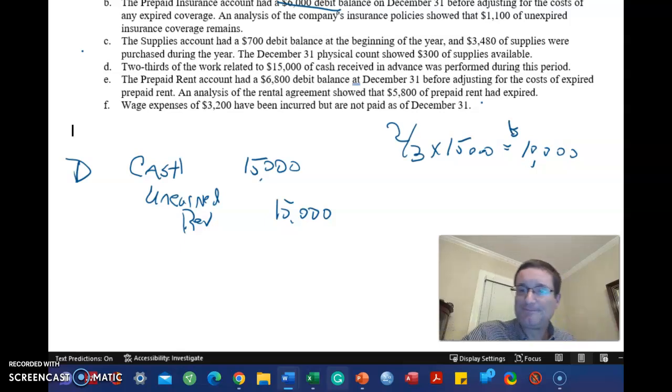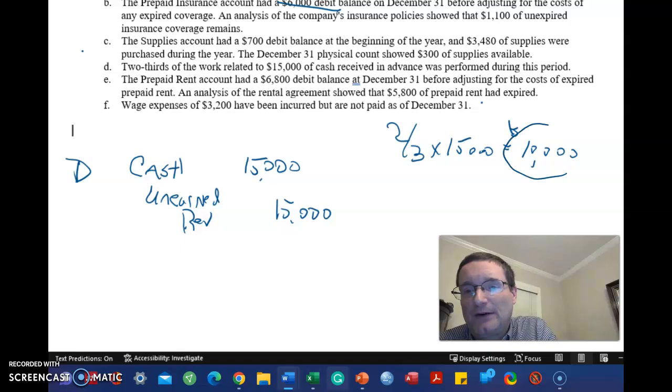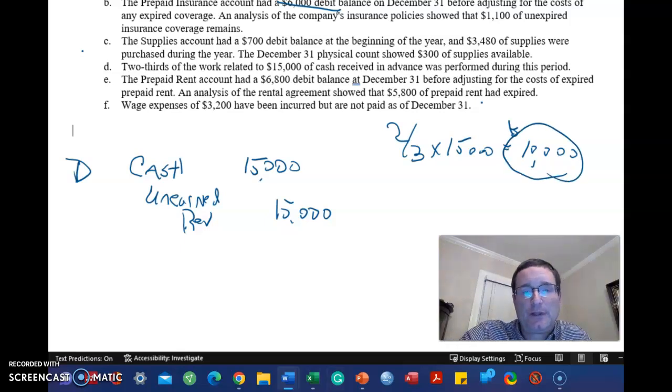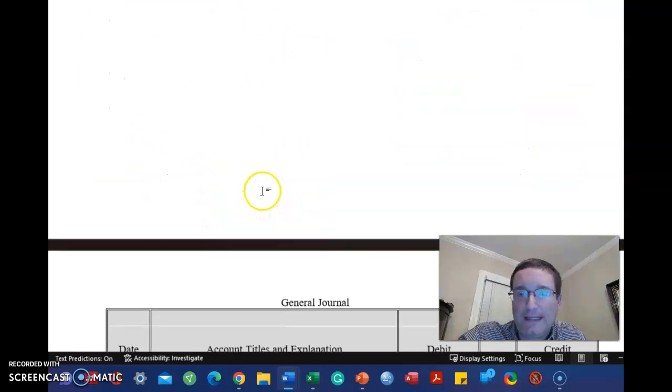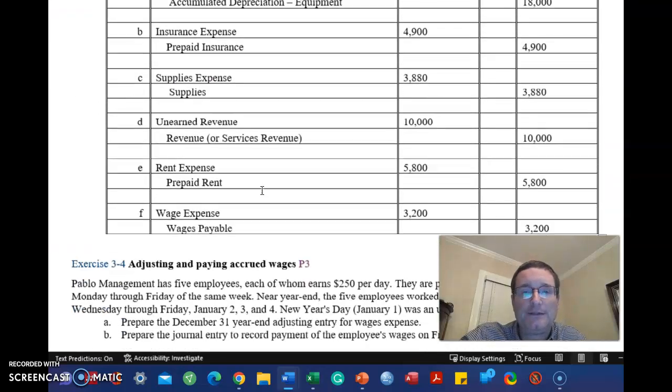You pick your poison. I like it either way. All right, so that means we've now earned $10,000. So the journal entry to record that it's been earned, we already got the cash, right? We just didn't count it as revenue.